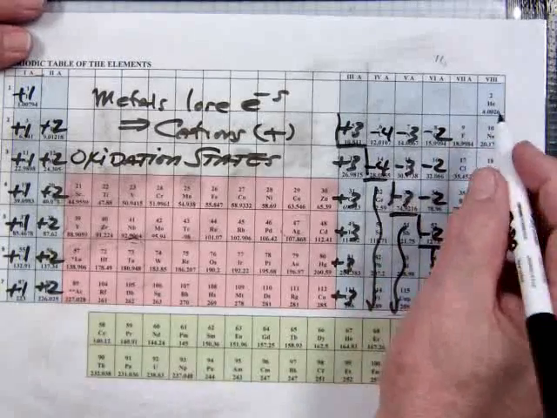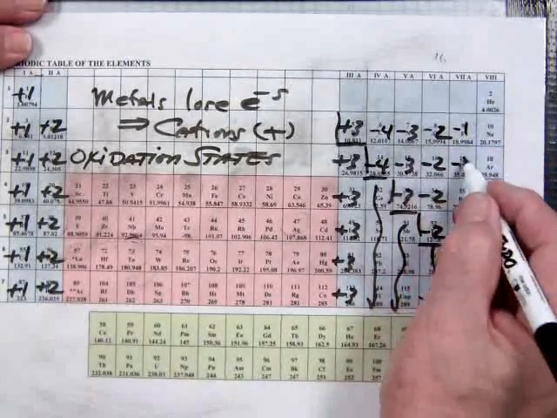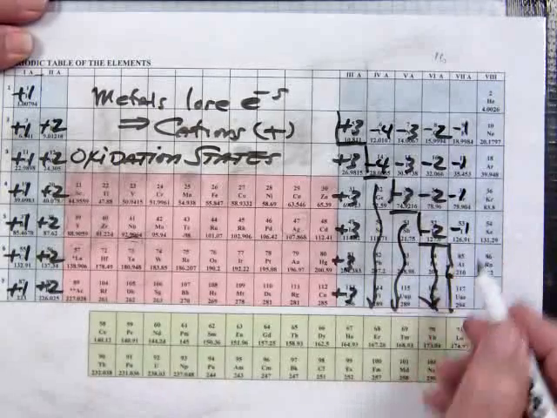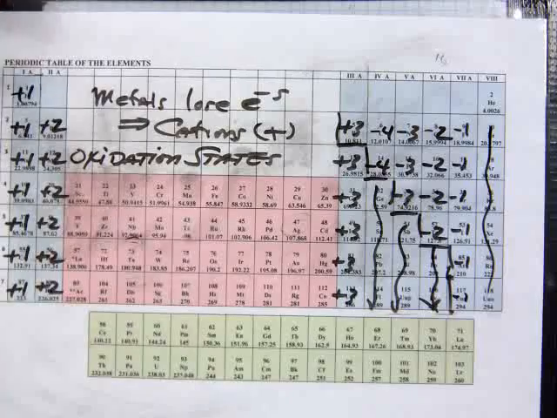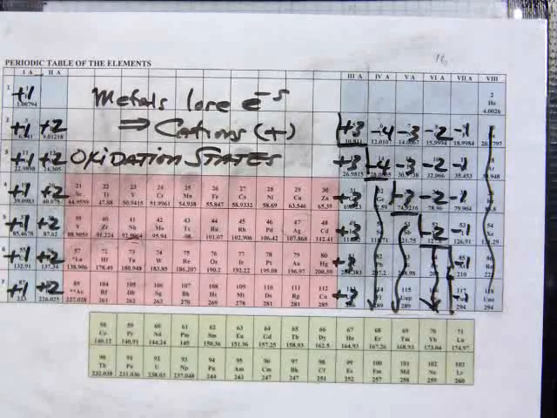Halogens have 7, need 1. They will carry a -1. And, of course, zeros for the noble gas configuration. So you can look at the periodic table and say, well, that's in column whatever.